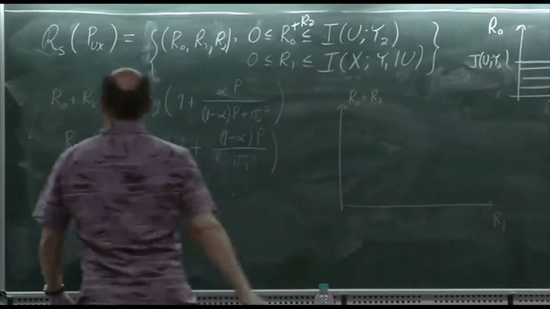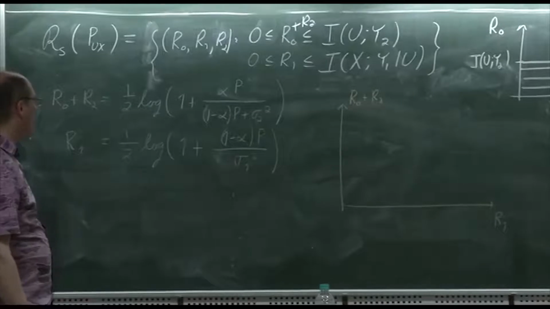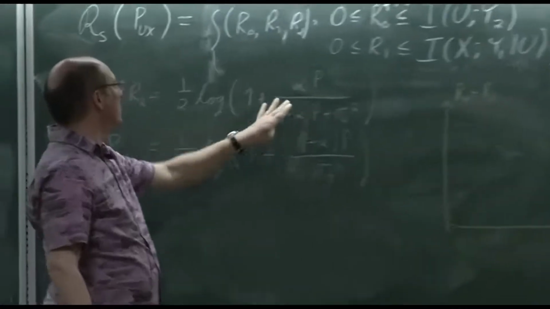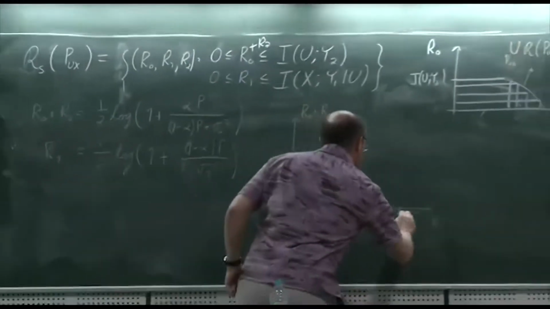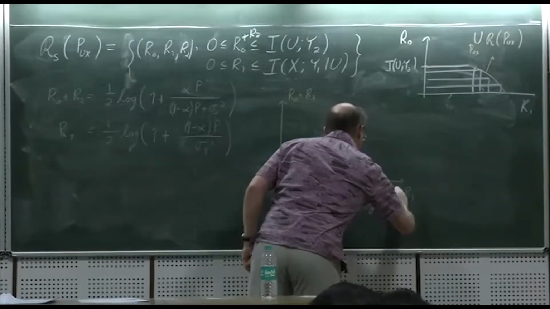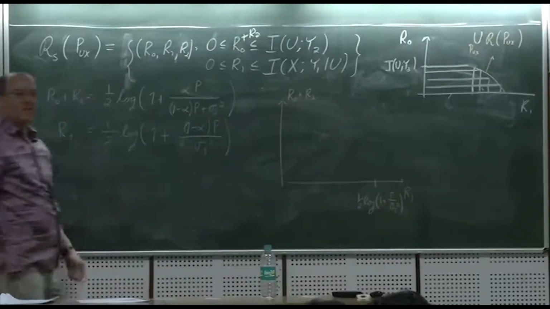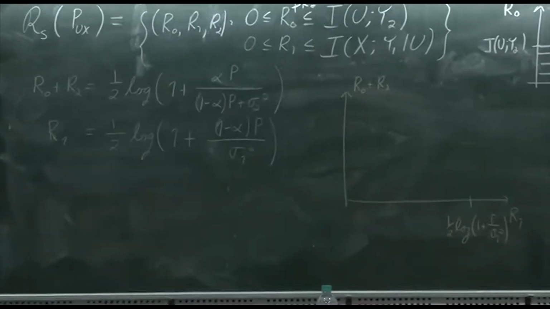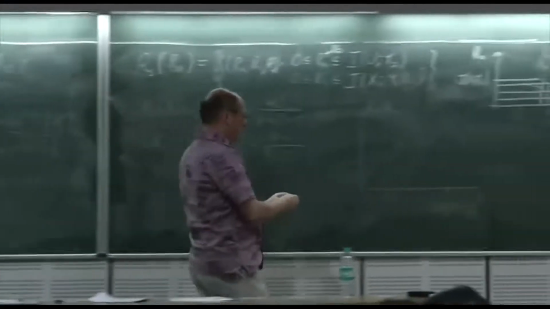Okay, so let's start with alpha equals 0. If alpha equals 0, here we get 0, so we'll get 0 r0 plus r2, and we'll get 1/2 log of 1 plus p over sigma 1 squared. Does that make sense? Well, yes, that's just the capacity of the channel from the transmitter to the first receiver, right? And I can't do better than that for rate 1. That's alpha equals 0.